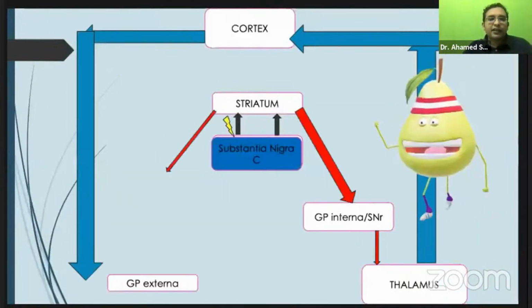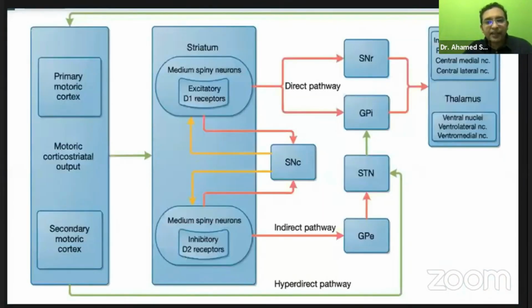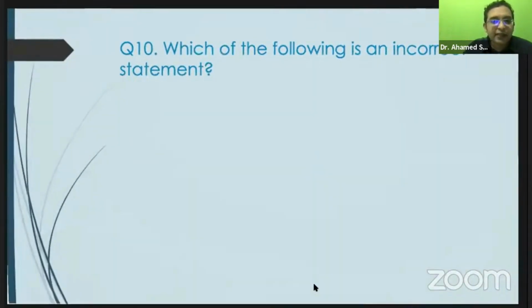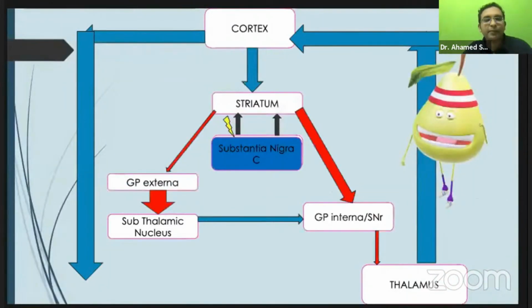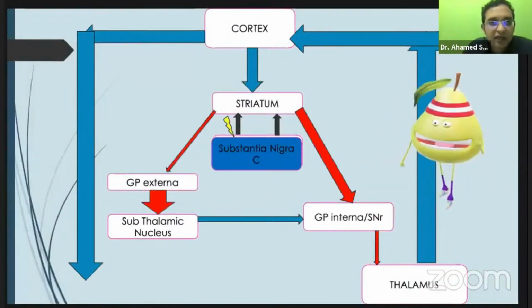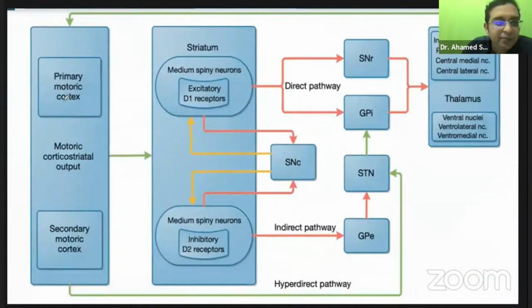So that was regarding hypokinetic and hyperkinetic movement pathway. So next time you see a pathway like this in a book, don't get worried. You can try to simplify it.